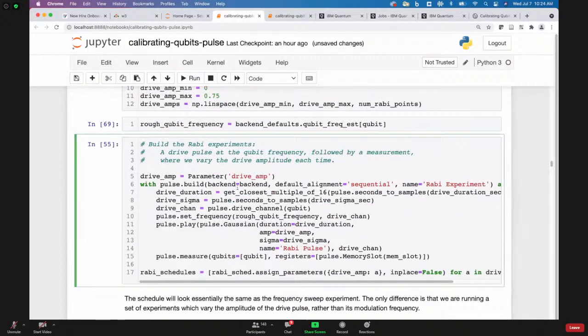No particularly important reason. So now this here is a bit different than what we had before. A lot of it is the same, except now instead of sweeping over the frequency like we did in the past.